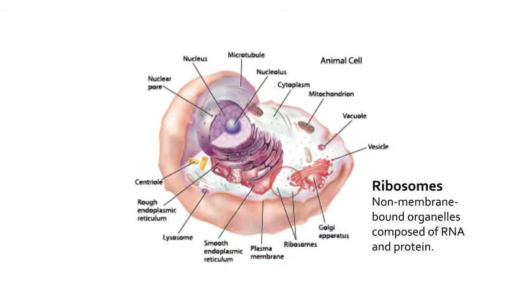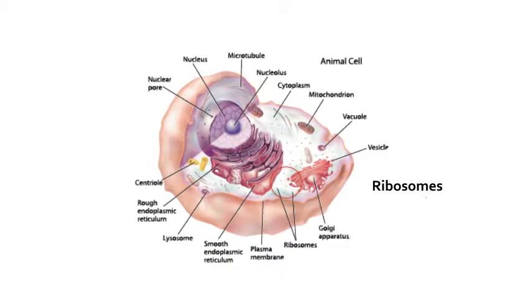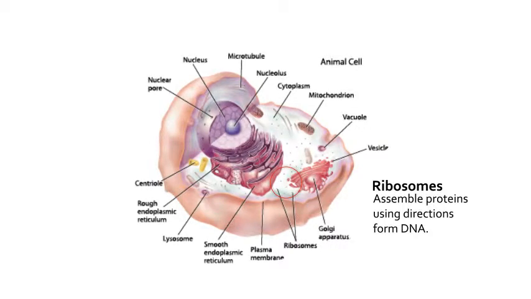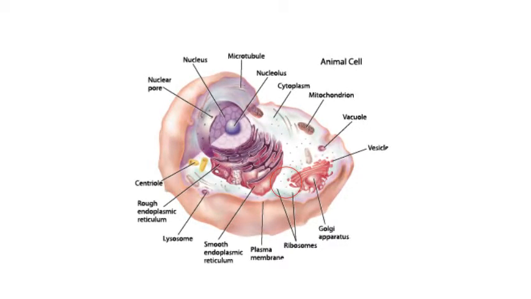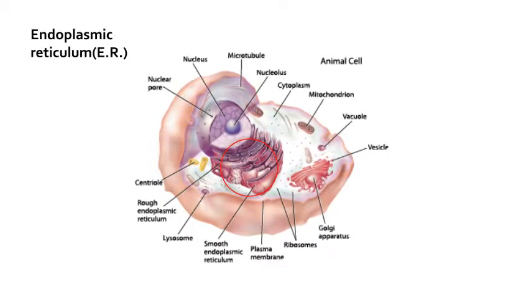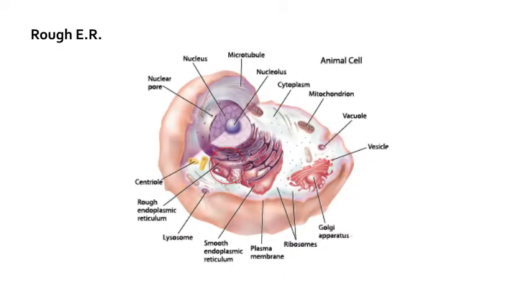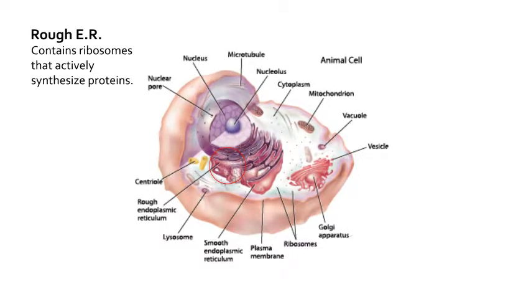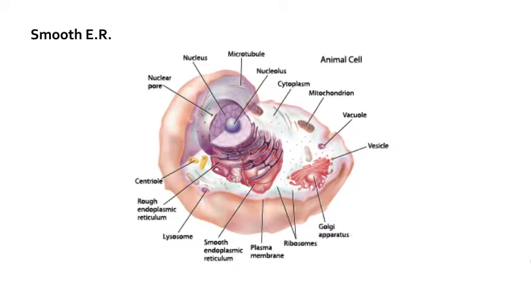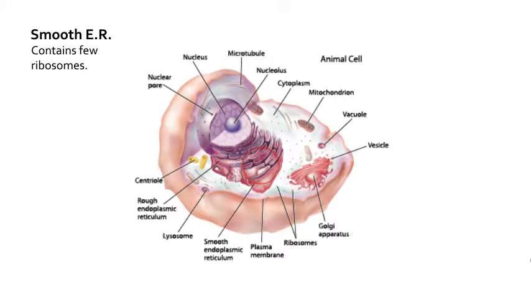Ribosomes are non-membrane-bound organelles composed of RNA and protein. These organelles move into the cytoplasm where they assemble proteins using directions from DNA. Protein synthesis also occurs on the endoplasmic reticulum, or ER, a highly folded organelle. Rough endoplasmic reticulum contains ribosomes that actively synthesize proteins. Smooth endoplasmic reticulum contains few ribosomes, so little protein synthesis occurs here.